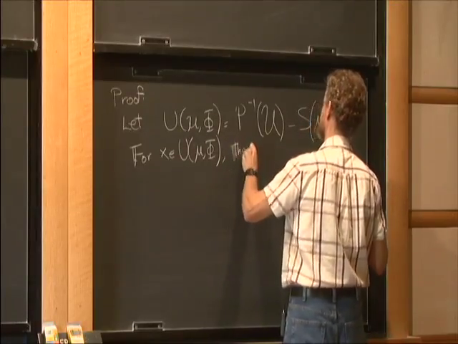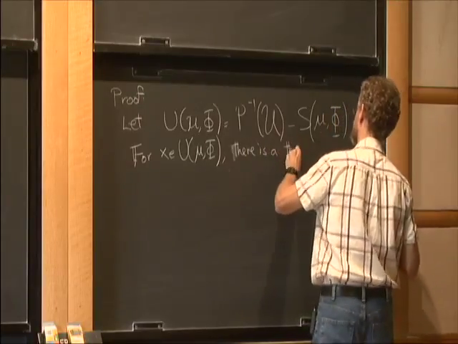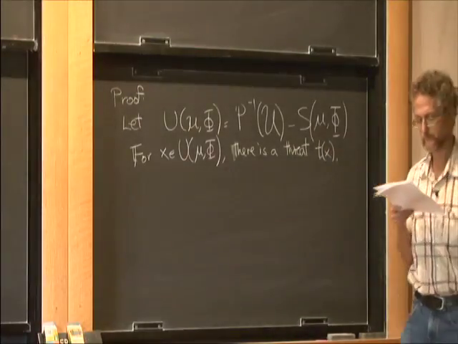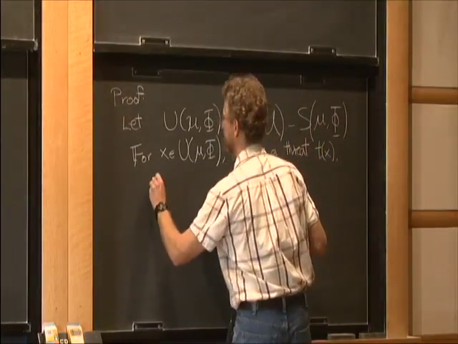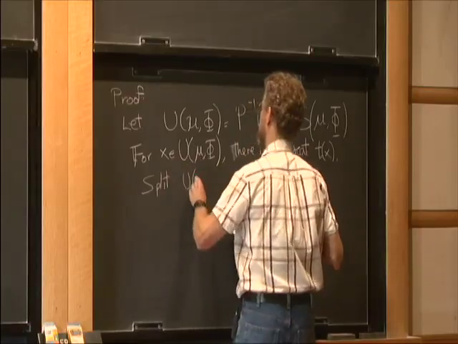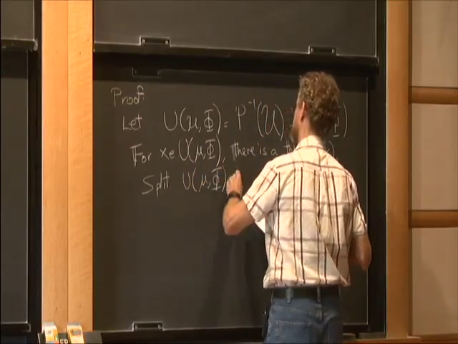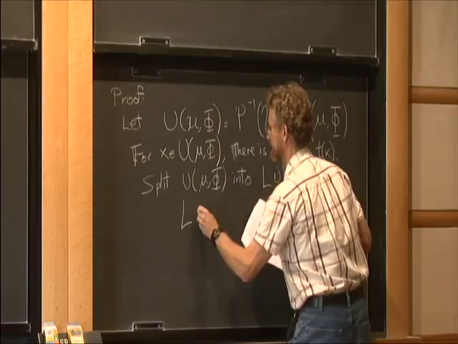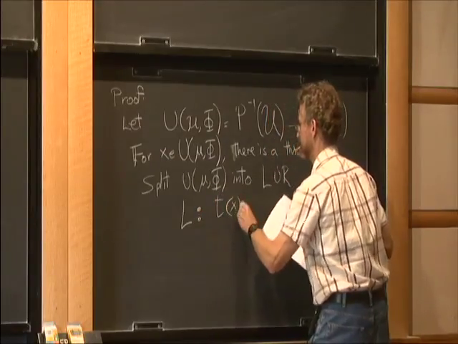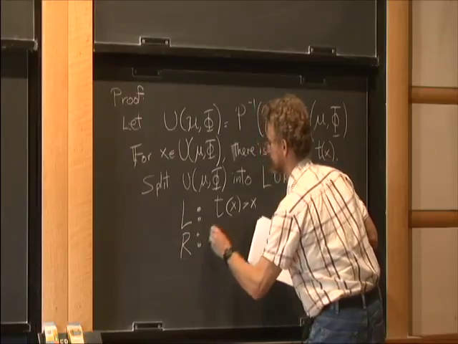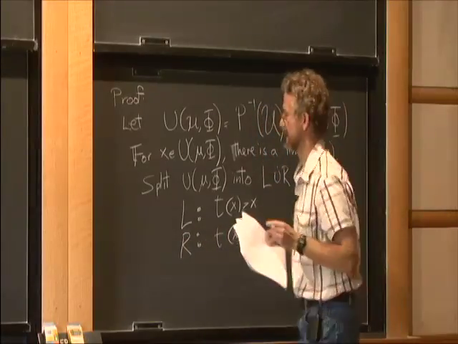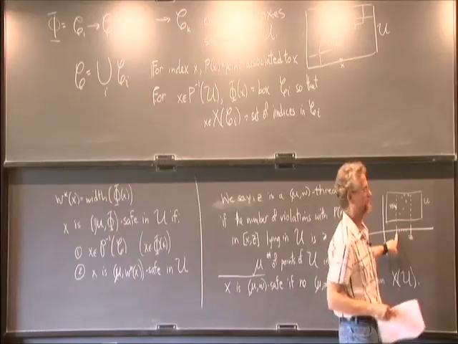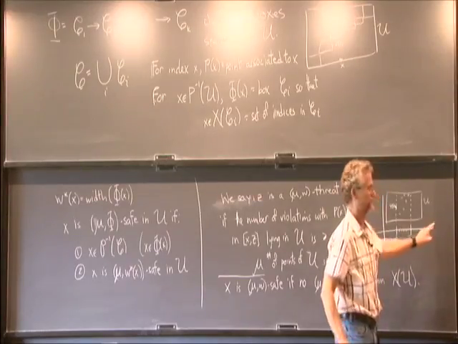there is a threat, which we'll call T of X. And we'll define, so we split U mu phi into L union R, where L are those things where T of X is bigger than X, and R are those things where T of X is less than X. And what that means is that X is on the left, it's in L, and X is on the right of the threat if it's in R.